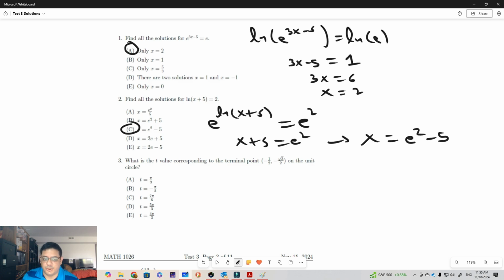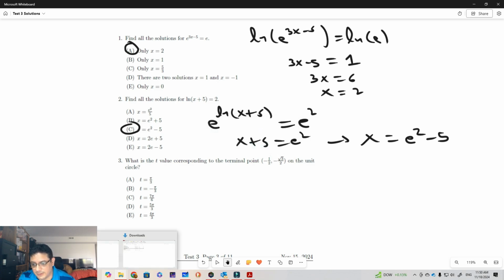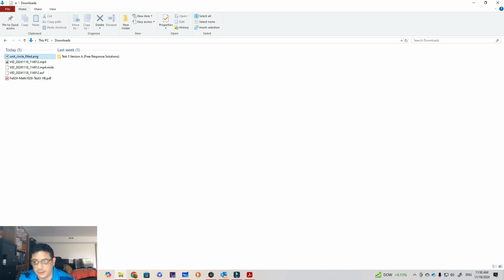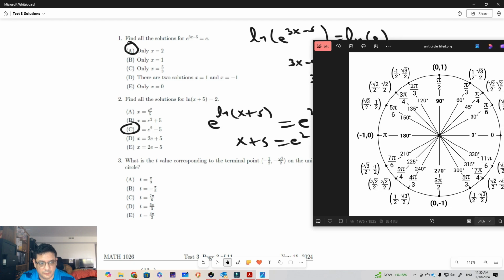When we see number 3, we have: what is the t value corresponding to the point minus 1/2, minus the square root of 3 over 2 in the unit circle? Notice that this is a point that is on the third quadrant, so that's going to inform what we're looking for. And of course, you can use the unit circle that was provided in the exam. Let me see if I have it over here. Yeah, the unit circle. So this is in the third quadrant. You're looking for this point, and this is going to be 4 pi over 3, which is answer E.